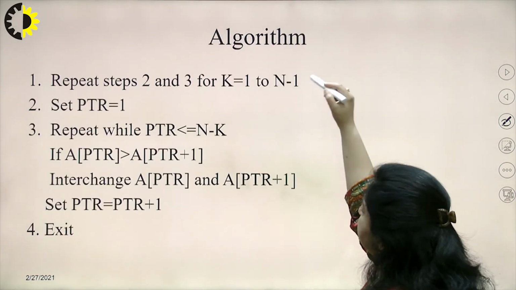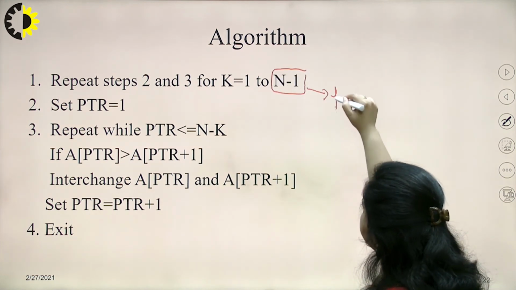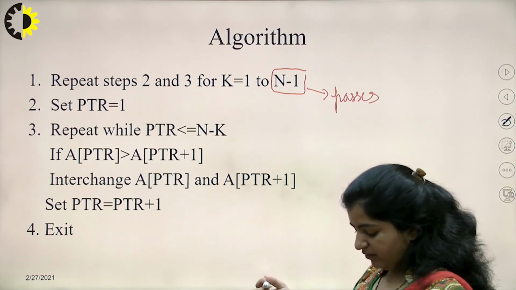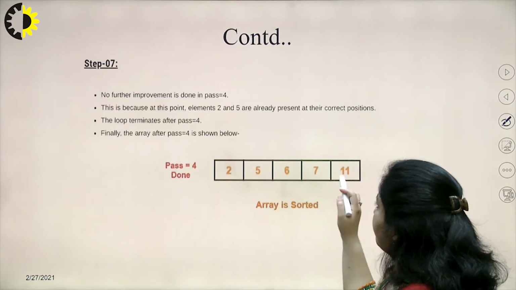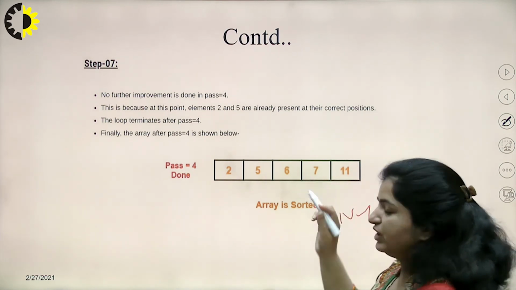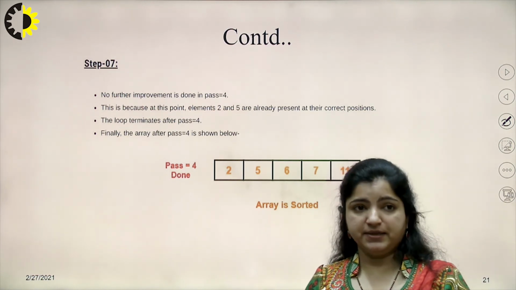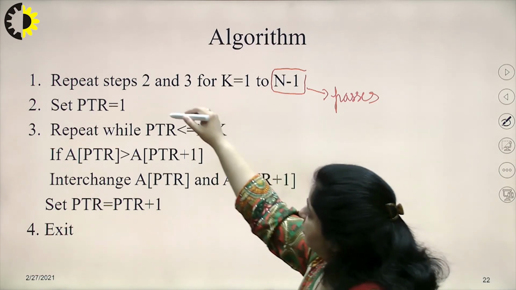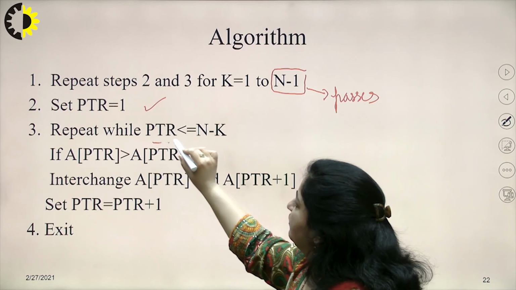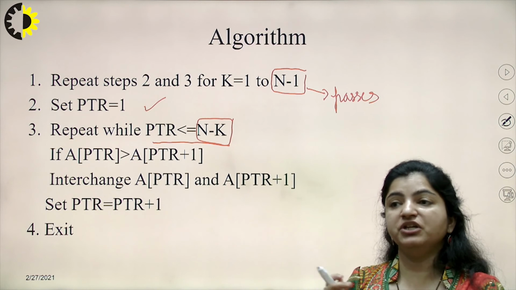So the algorithm here is that we are moving for k equal to n minus 1. This n minus 1 is denoting the number of passes. Like, in my previous example I was having 5 elements, so 4 passes are required. So n minus 1 passes are required. So we can find out how many passes are required by checking the number of values present in the array. Then setting a new value ptr equal to 1, and here the loop we are checking is for n minus k. That means how many comparisons need to be done in each pass.